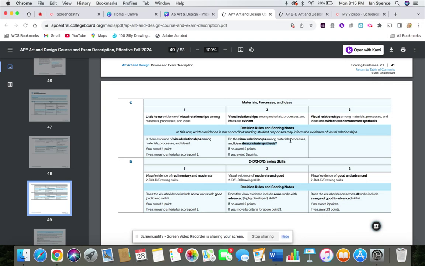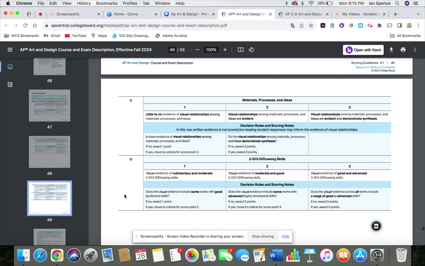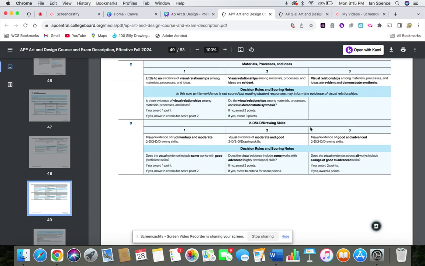Now, your synthesis project is a little bit more extreme than what they're looking for, but it is good practice for what is meant within the rubric. And then in order to score a 3, the visual relationships among materials, processes, and ideas are evident and demonstrate synthesis. And again, this is a big portion of the rubric, 30%. And then lastly, they're just looking for your skill. So if you have good and advanced skills, you're scoring a 3. I would say most students score a 2 or a 3.